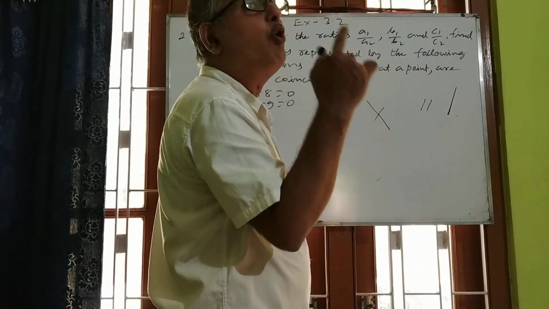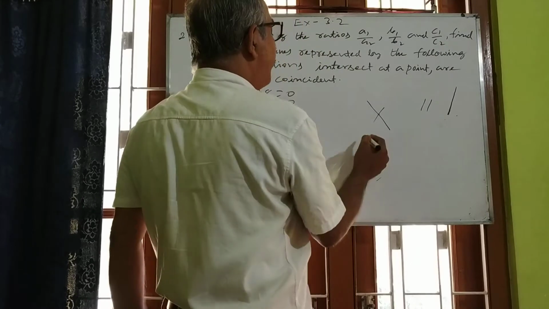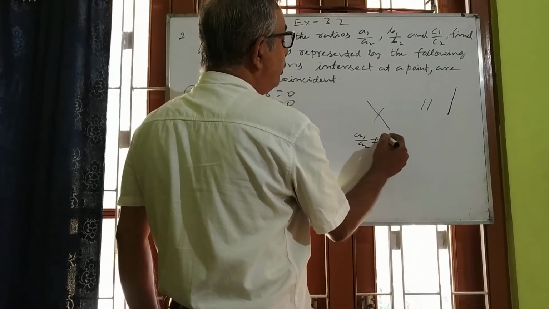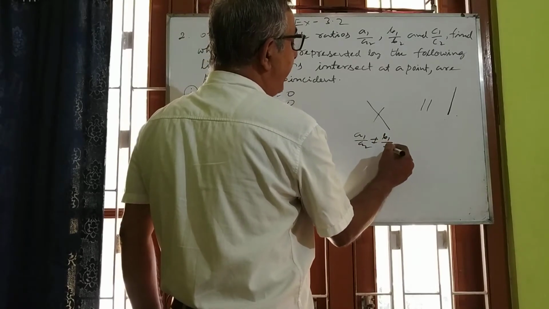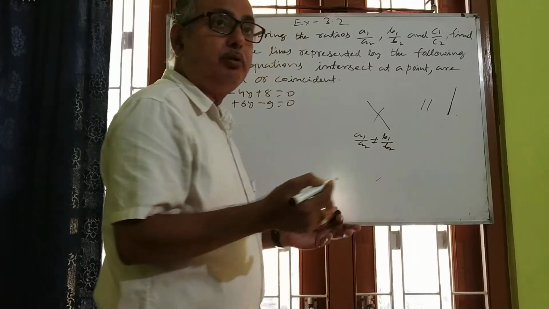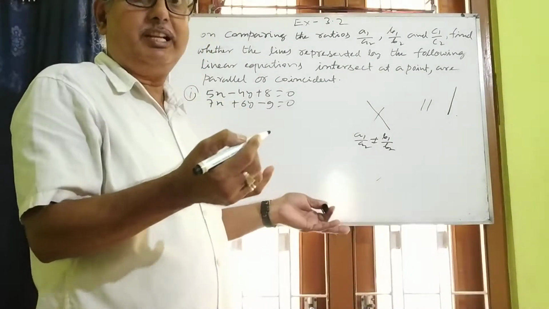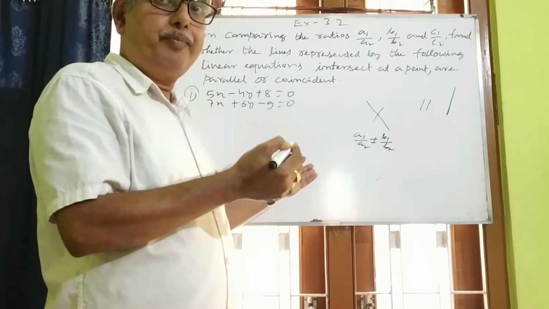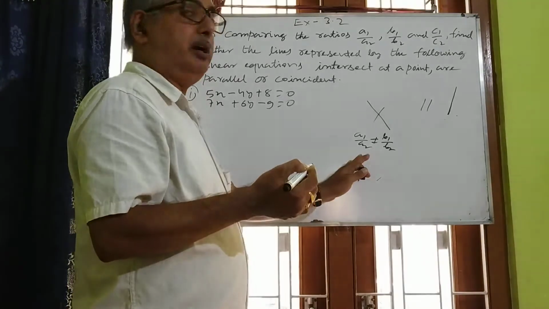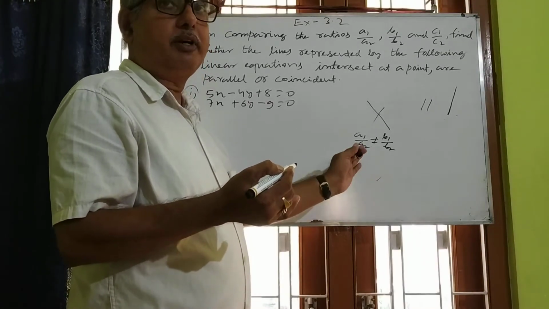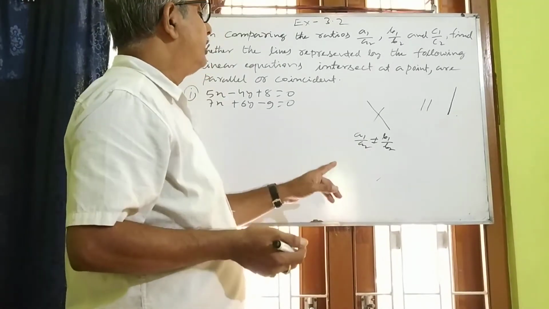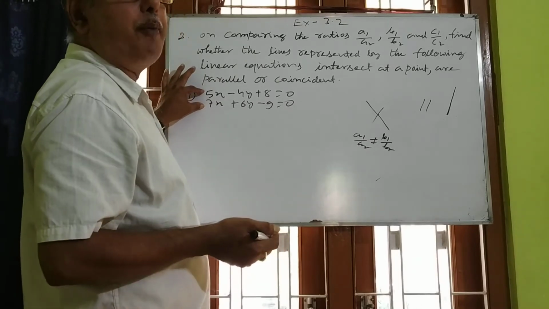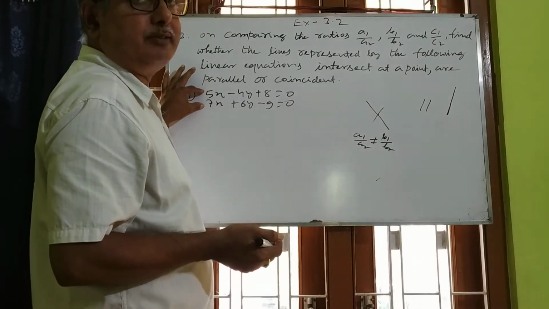What should be the conditions for intersecting at a point? You know that A1 by A2 not equal to B1 by B2. Again you will tell what is A1, A2, B1, B2. If you have not seen the previous YouTube video, then you will be wondered. What will be here you will not understand. But again I am telling you, A1 by A2 means what? Coefficient of x in both cases.